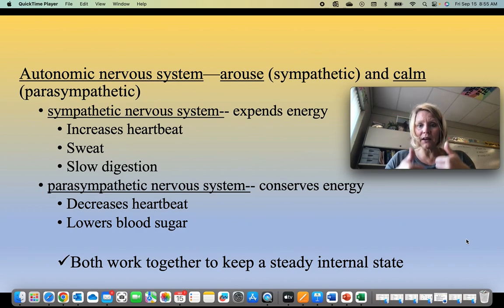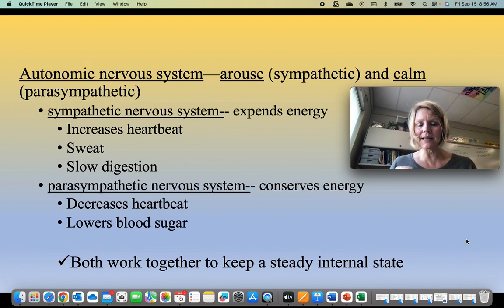So the sympathetic nervous system gets us up and ready, expends that energy to prepare us for anything that we need to accomplish, like that fight or flight. So if you're getting ready for the big game, your sympathetic nervous system is probably getting pretty high up there. Your pupils are dilated. You're looking at everything, you're highly anticipating because you're excited. You've got a lot of energy and you're ready to go.